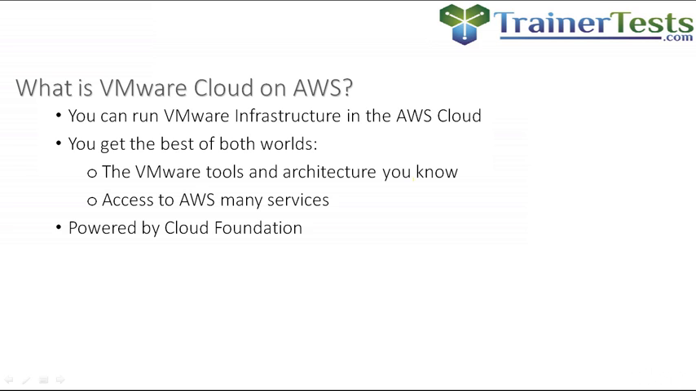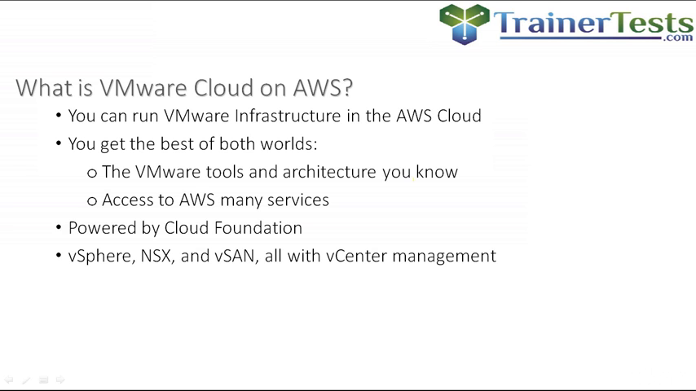So the VMware Cloud on AWS is powered by Cloud Foundation. We have vSphere, we have NSX, we have vSAN, we have vCenter, all of the familiar VMware tools and functionalities that we've grown accustomed to and that provide so many awesome services like high availability and DRS. Those features are all supported in the VMware Cloud on AWS.